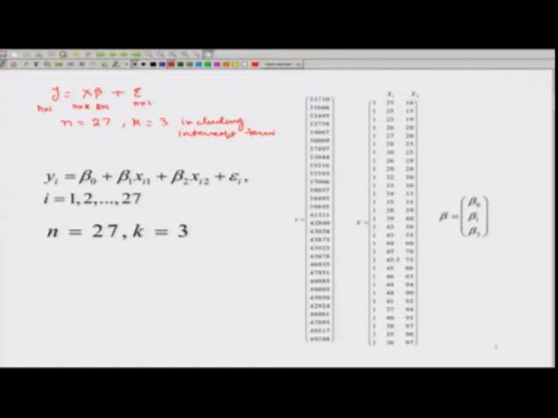So now I can express all the 27 observations on y as a 27 cross 1 vector. There are two variables x1 and x2 on which we have 27 observations, and all these observations, including the intercept term, can be expressed as a matrix X of order 27 by 3. Similarly, beta contains 3 elements. The first is the intercept term and the other two are slope parameters. Beta 1 is the slope parameter associated with x1 and beta 2 is the slope parameter associated with x2.